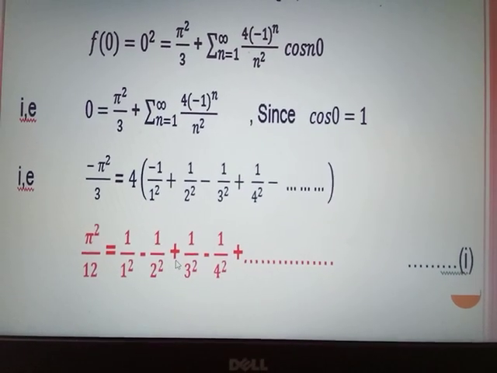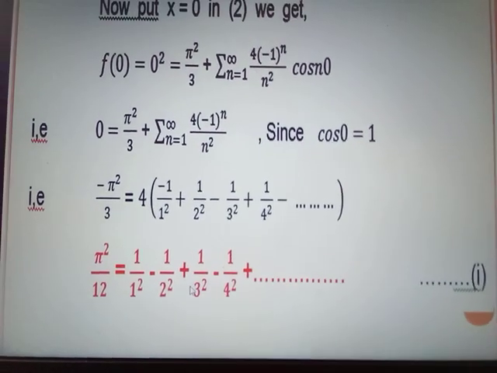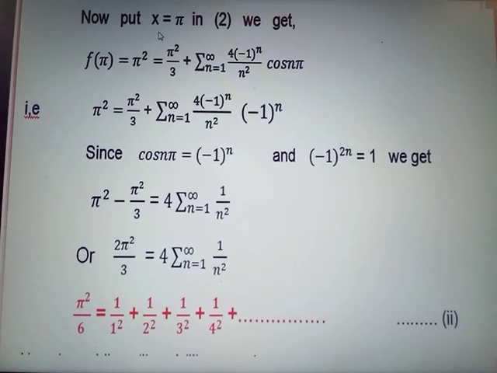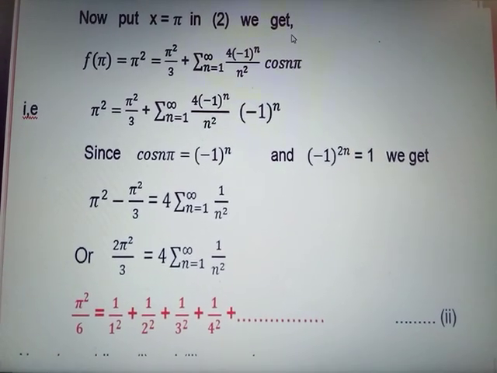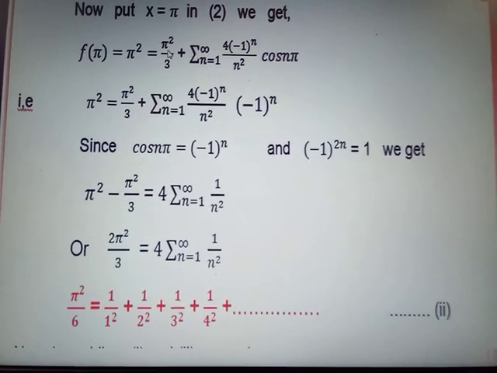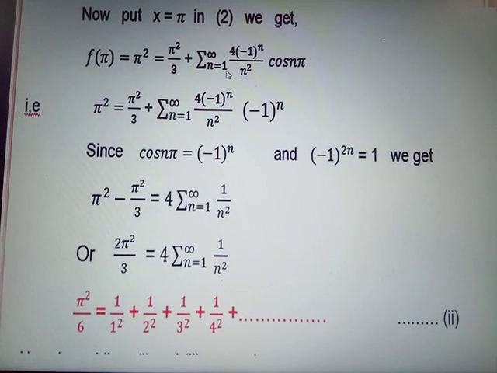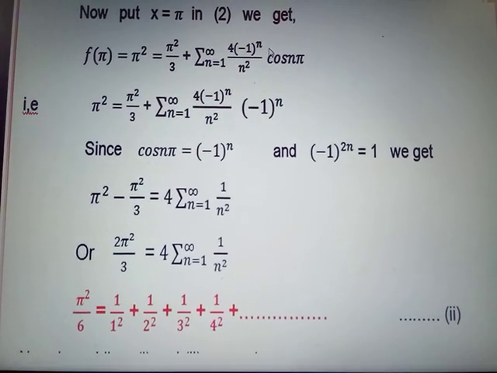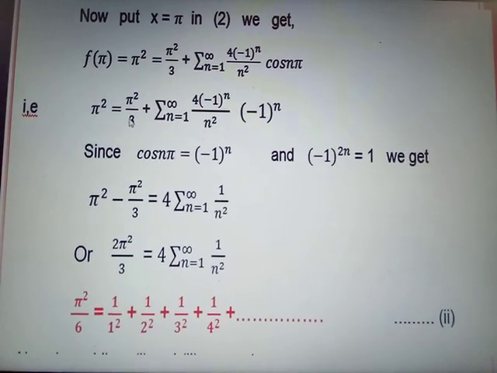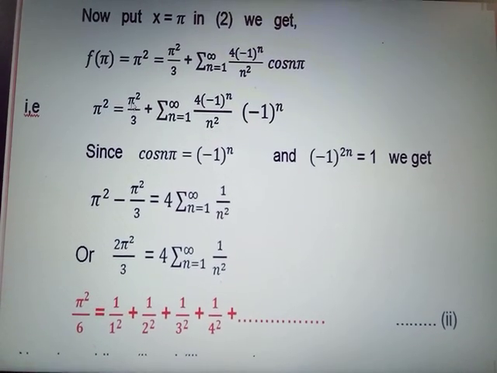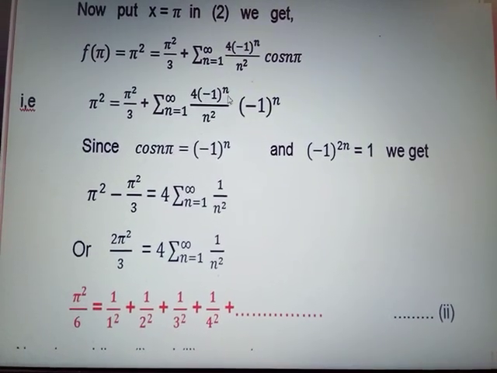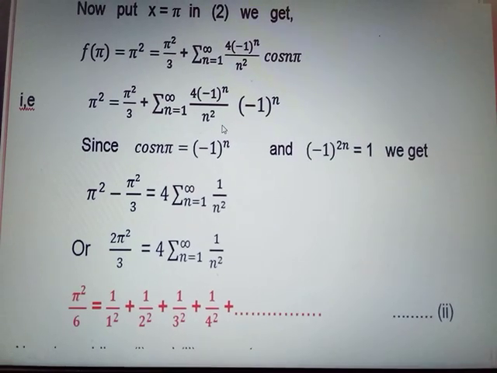See, this is the first result. Next one. Now put x is equal to pi in equation 2, we get f of pi is equal to pi square, the x value is pi square, equal to pi square by 3 plus summation n running from 1 to infinity 4 into minus 1 raised to n divided by n square into cos n pi. Now pi square is equal to pi square by 3 plus summation n running from 1 to infinity 4 into minus 1 raised to n divided by n square.